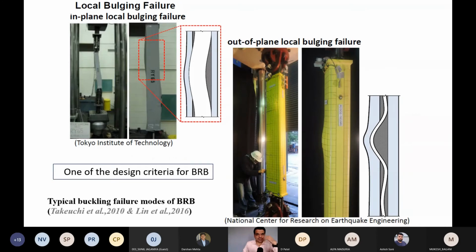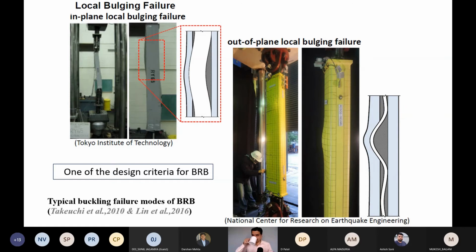Here we can see the local bulging and the out of plane bulging of the restrainer. This is one of the most important criteria of BRB. Here we can see the full scale testing of a BRB in progress, and this portion which is highlighted has blown off. If we see the cross section of what is happening inside the BRB, this is the steel core, in white color, and as it gets into the higher buckling mode shapes, it is exerting forces on the restrainer wall. And here we can see that the restrainer wall has given up.